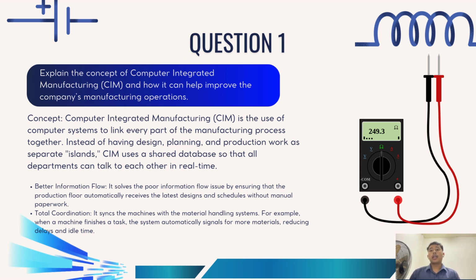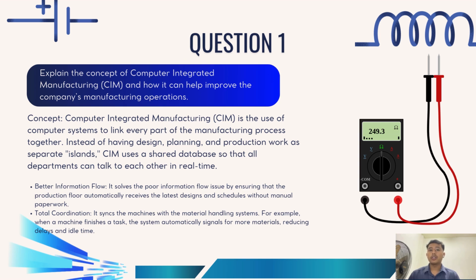And how can the CIM improve the company manufacturing operation? So by using the CIM, it will give better information flows, which solves the poor information flow issue by ensuring that the production floor automatically receives the latest designs and schedules without manual paperwork.